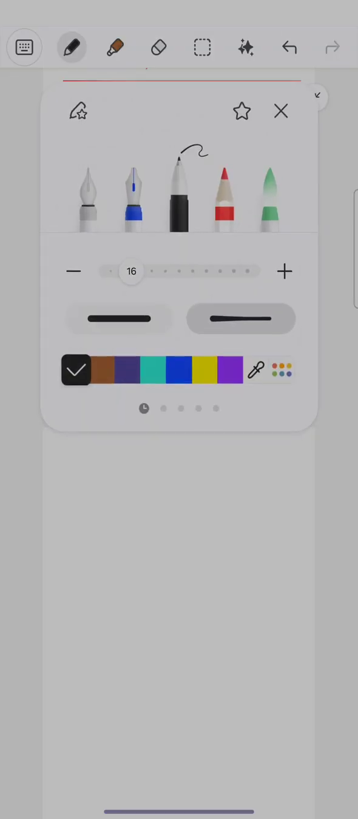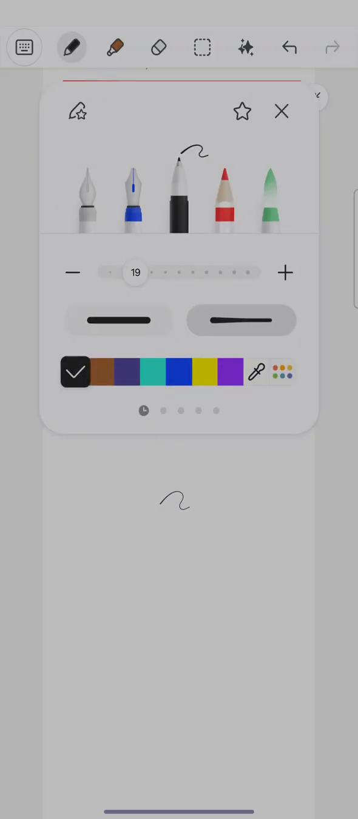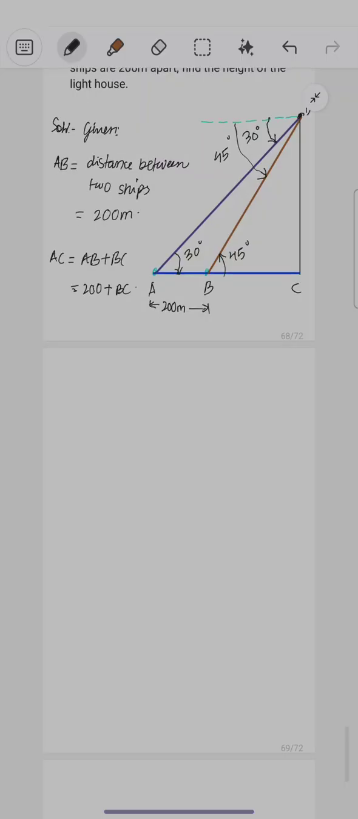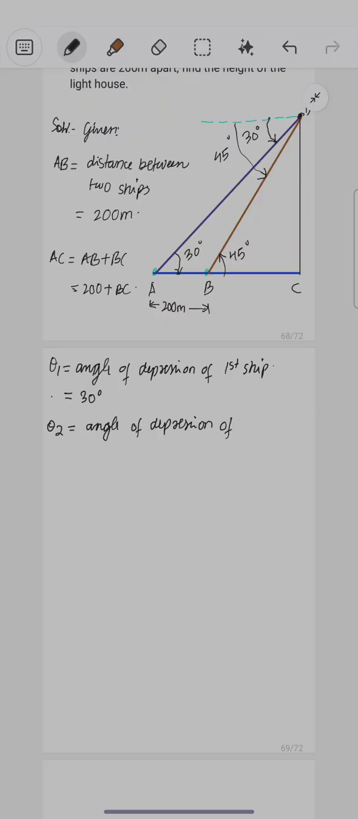And then theta 1 is the angle of depression of the first ship, which is 30 degrees. Theta 2 is the angle of depression of the second ship, which is 45 degrees.